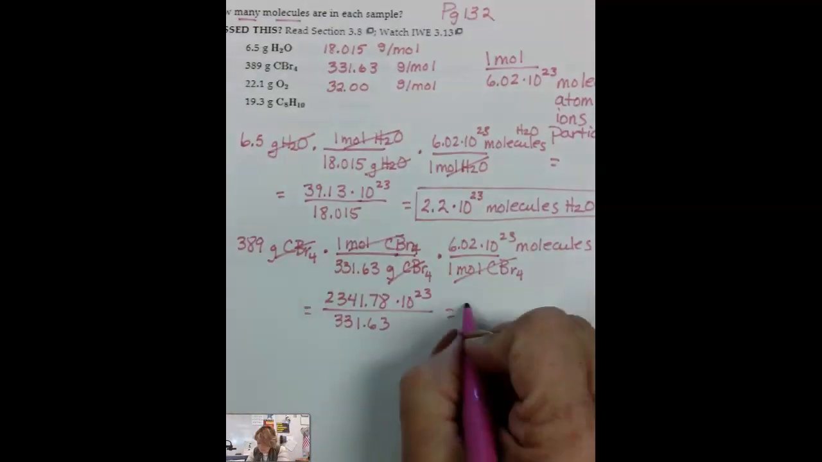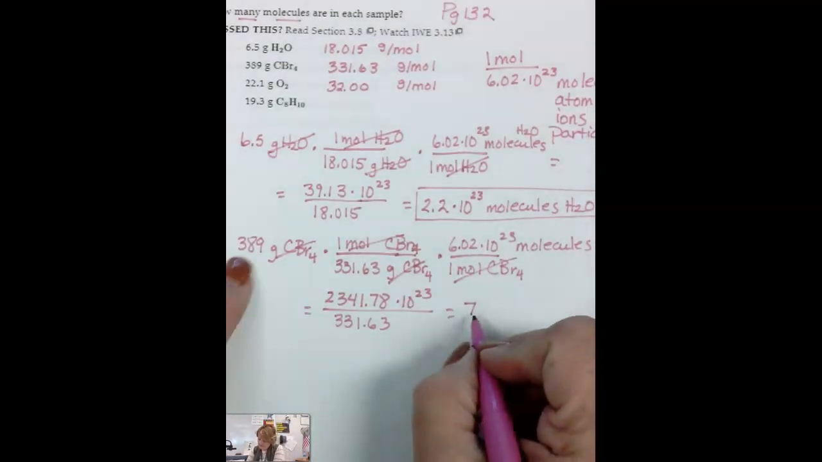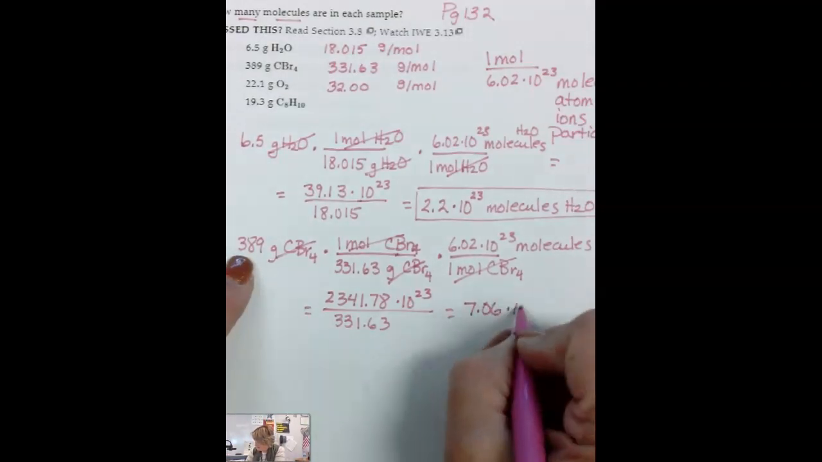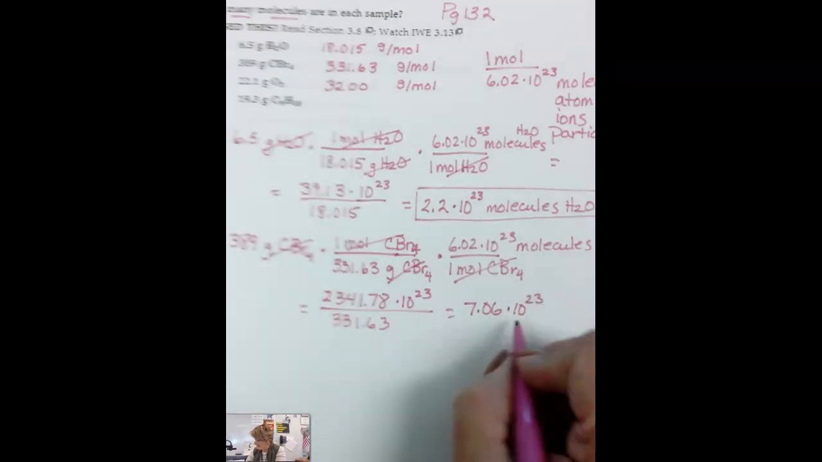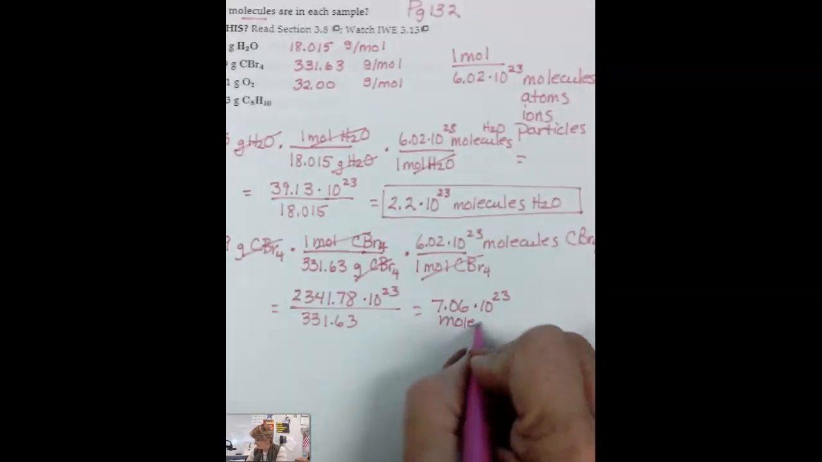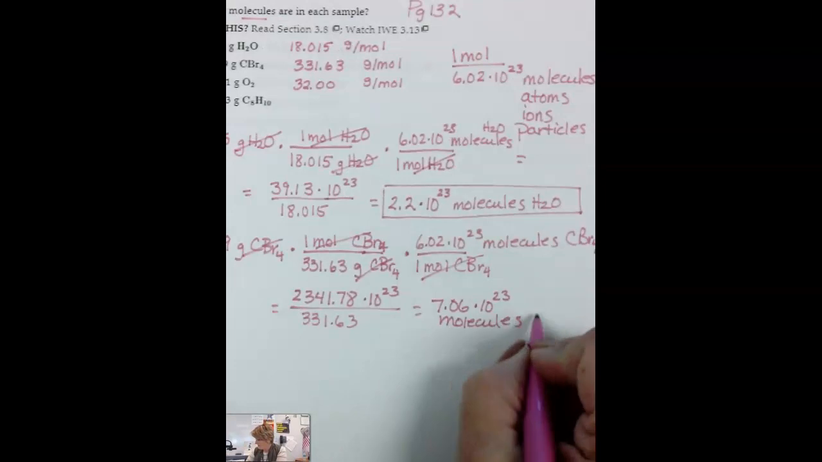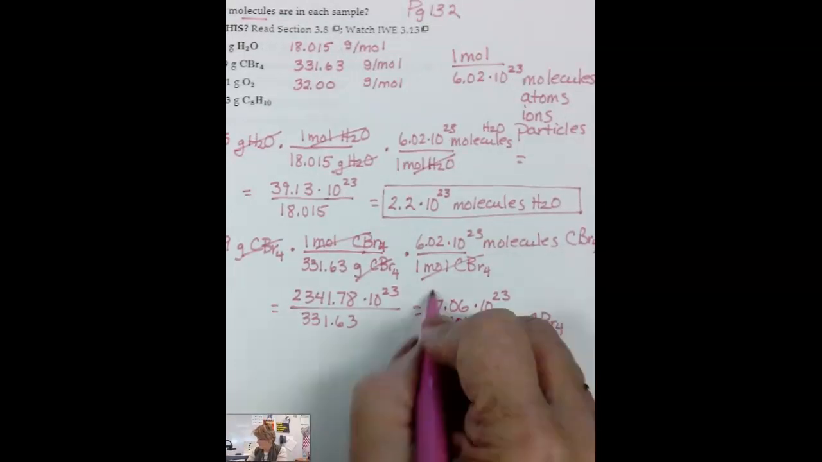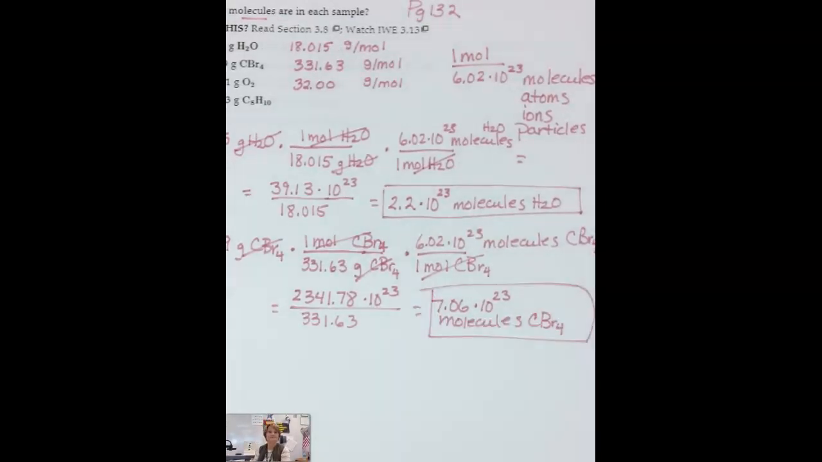So this becomes 7.06. I need 3 digits. My next number is a 1. And then times 10 to the 23. Again, molecules. Put it under it so you can see it. CBr4. Final answer.